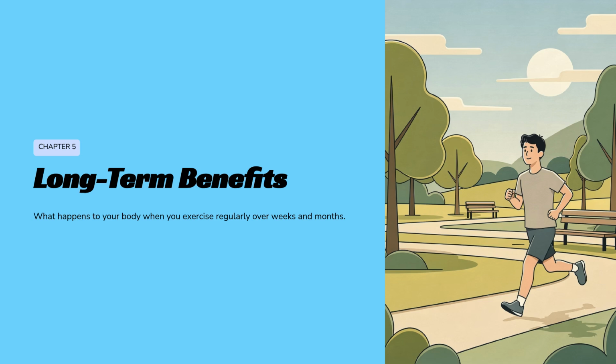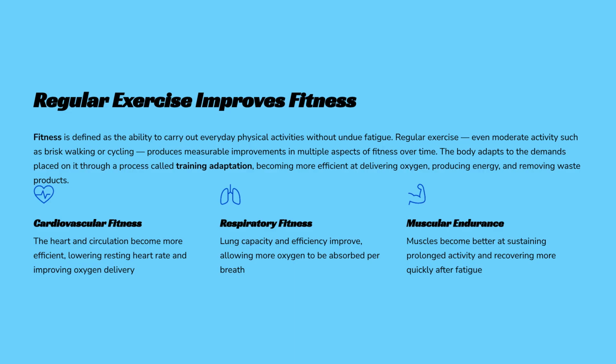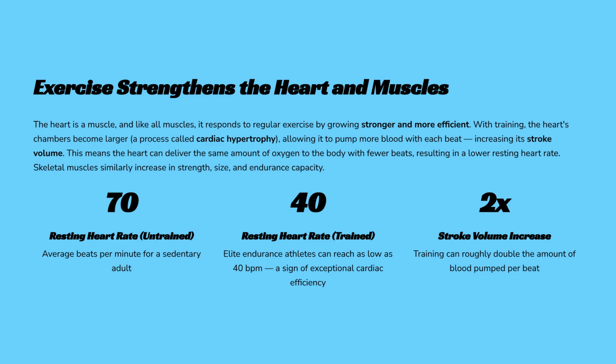Chapter 5 looks at long-term benefits. We'll examine how your body physically adapts to regular, consistent exercise over weeks and months. Regular exercise improves fitness, defined as the ability to perform daily tasks without fatigue. Training leads to adaptations in your cardiovascular and respiratory systems. Training strengthens the heart muscle. Over time, cardiac hypertrophy increases stroke volume, meaning your heart pumps more blood with every beat, lowering your resting heart rate.